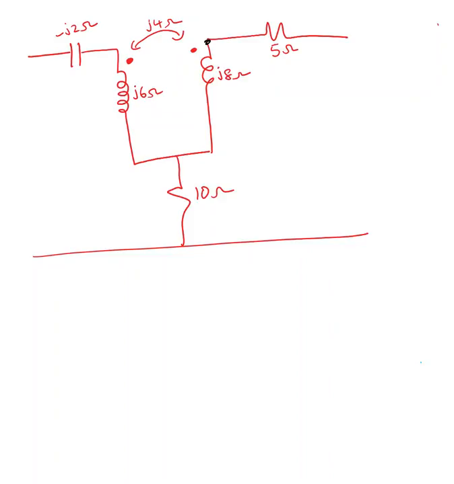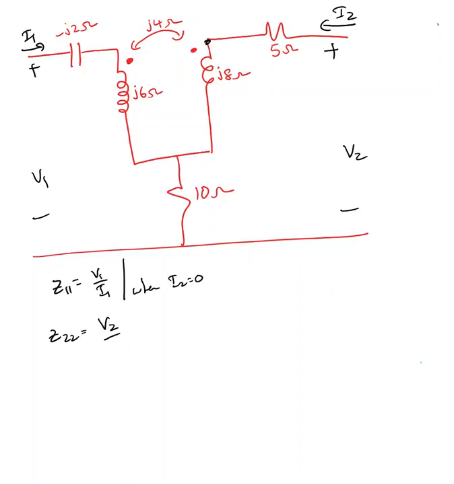Here is the next example. Here also we're finding the Z parameters. So as usual, the first thing, always take every current entering into the circuit, I1 and I2, V1 and V2. Since we're finding the Z parameters, Z11 equals V1 over I1 when I2 equals 0, and same way I'm going to find Z21, V2 over I1 when I2 equals 0. So here I'm going to find these two parameters first.